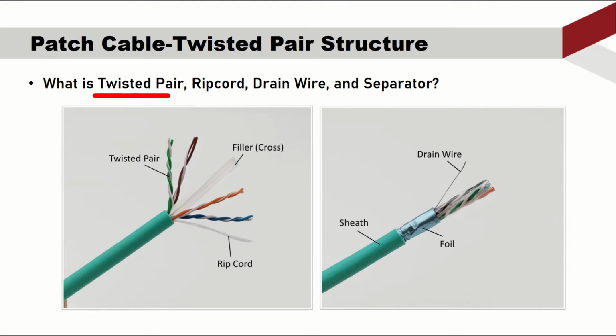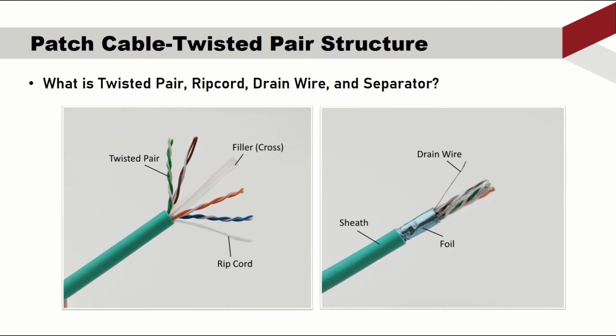First, what is the twisted pair, ripcord, drain wire, and the separator? The twisted pair is 4 pairs of wire for data transmission. The 4 wires are twisted and help eliminate the crosstalk and improve data transmission performance. And the ripcord is a strong yarn cord used to strip off the sheath and reduce the risk of cutting any wires inside.